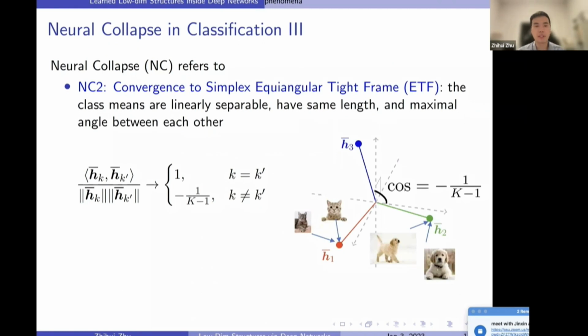The second property concerns the distribution of these k class mean features. It says they will converge to the so-called simplex equiangular tight frame, which means that the class mean features are linearly separable. They have the same length, and they have equal angles between each other, and the angle is the maximum possible, in the sense that the cosine of the angle equals -1 over k minus 1, which means the angle is slightly larger than 90 degrees.